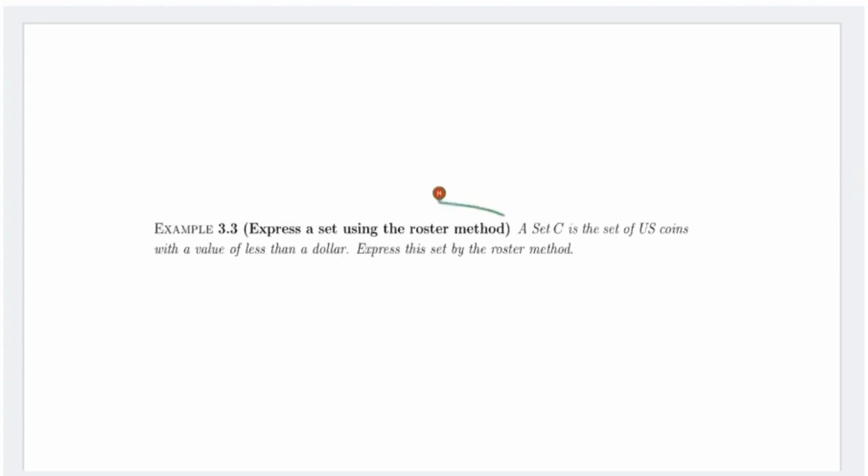Can you write that in roster method? Yep, I wrote C equals bracket, and then 1 cent, 10 cents, 25 cents, 50 cents, and 75 cents, then I closed the bracket. Okay. Are we okay with this? So you just list it out. That's what the roster method is. Roster method means you're listing out all the elements.